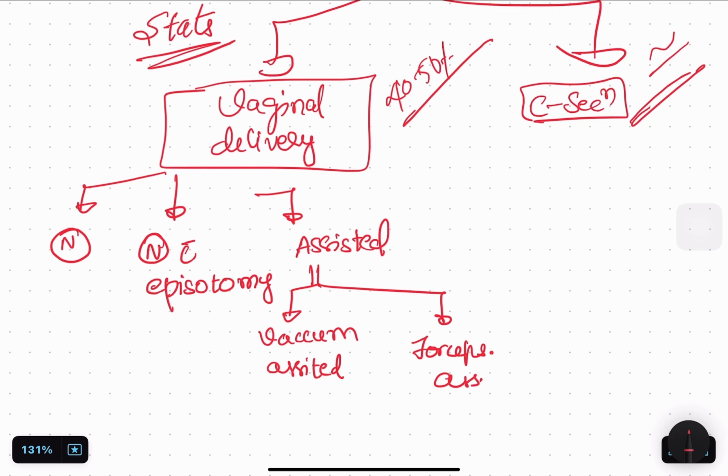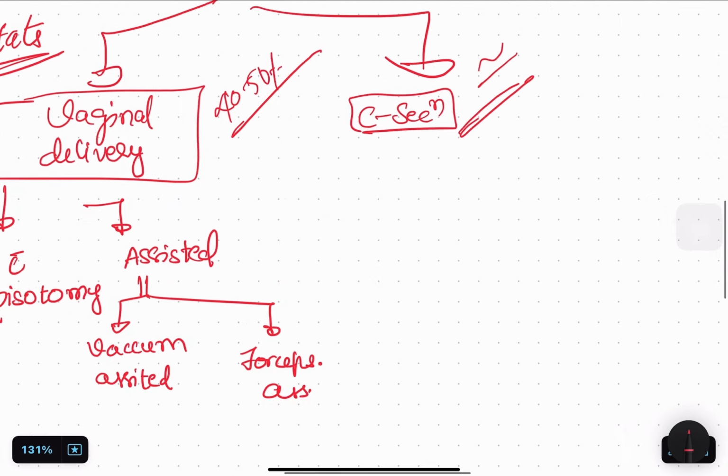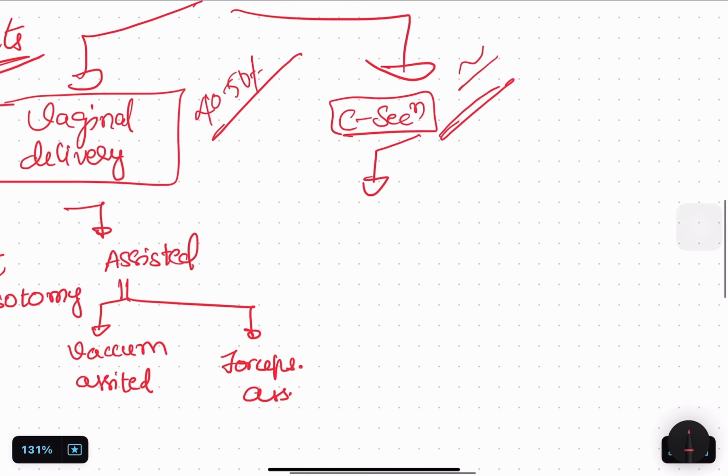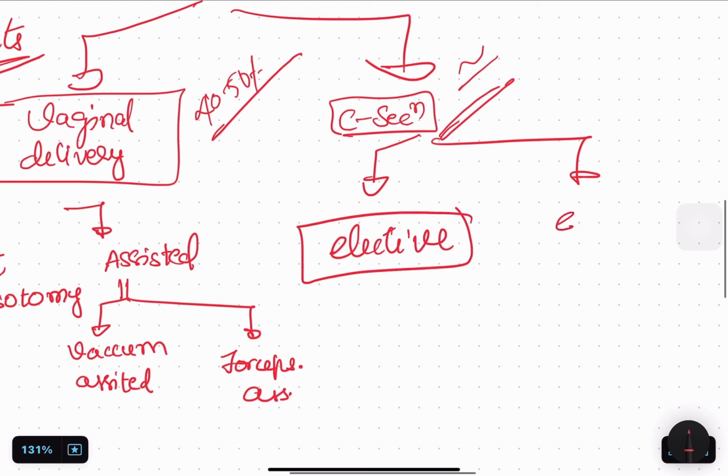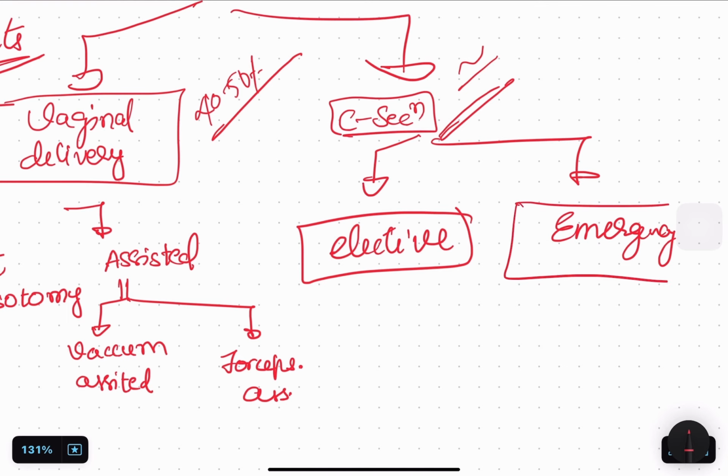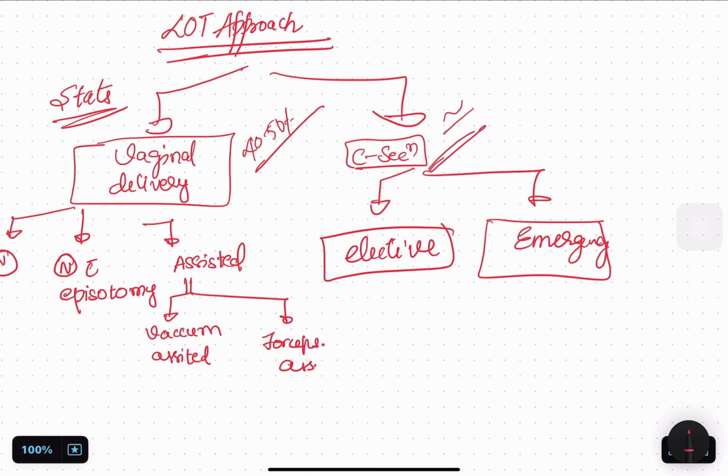There are certain indications for when to use forceps and when to use vacuum. If it's a prolonged stage, first you try using your vacuum. If you need better control, or if it's due to malnutrition, then you use forceps. And coming to C-section, you can have an elective C-section, that is already planned, or an emergency C-section, that is done at that point of time due to some complications.